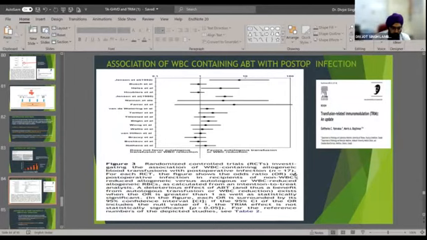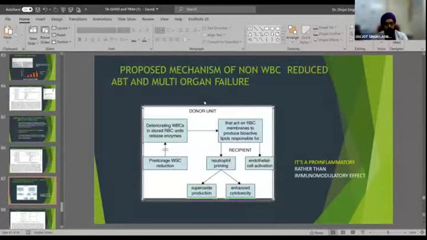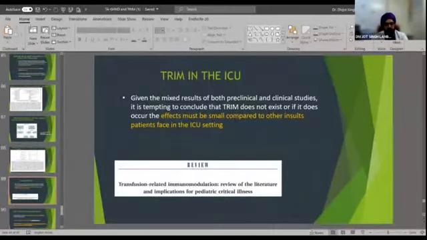So here lies also the importance of patient blood management, by which we can prevent these deleterious effects of blood transfusion, like increased short-term mortality. So TRIM in ICU: given mixed results of both preclinical and clinical studies, it is tempting to conclude that TRIM does not exist, or if it does, the effects must be small as compared to other insults the patients are facing. So this is a review article from Transfusion which says this.